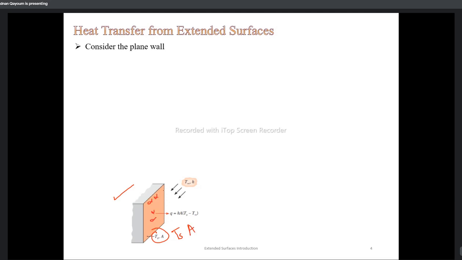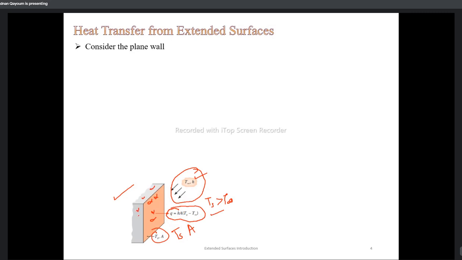So on this side of the plain wall, what do you have? You have a convection environment, a cold fluid. Let us say TS is more than T infinity, and the heat transfer coefficient of this fluid is h. It's quite obvious that this plain wall will lose heat by convection. You can quantify how much heat this plain wall is dissipating by Newton's law of cooling: Q equals hA(TS minus T infinity). Am I right?